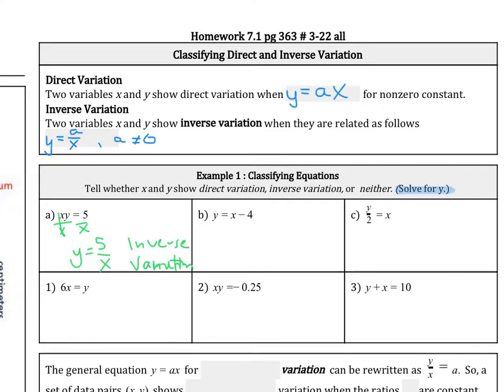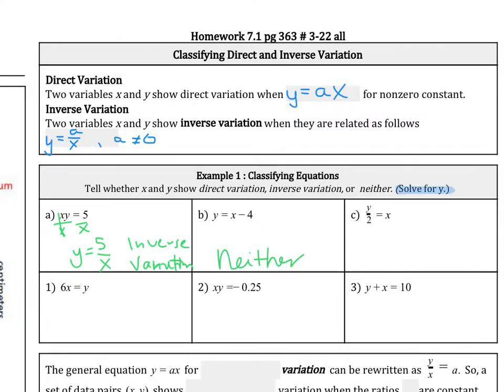Okay, so the next example, letter B, we have y equals x minus 4. Now, that does not look like either of these two examples. It does not look like y equals a times x, nor does it look like y equals a over x. So therefore, in this case, this is neither.